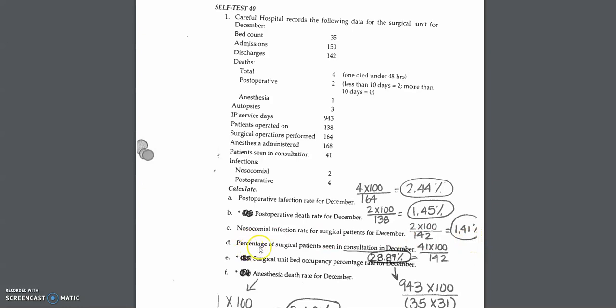D asked for the percent of surgical patients seen in consultation in December. And we had 41 patients seen in consultation over our total number of discharges, which that formula, I jumped ahead without giving you a page number, is on page 158, so you need the total number of patients receiving a consultation over discharges, which makes sense because it's our actual over potential. So we had 41 over that same 142 for 28.87%.